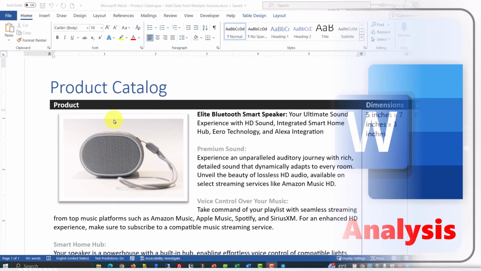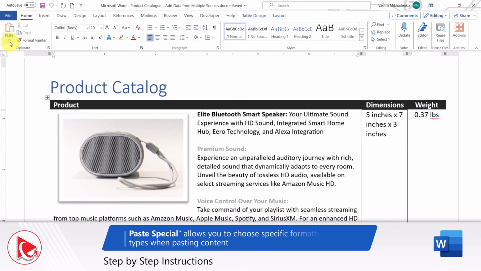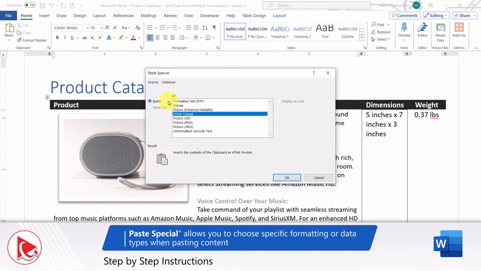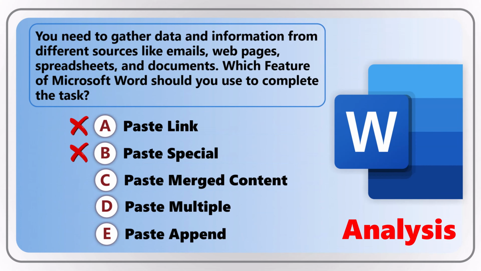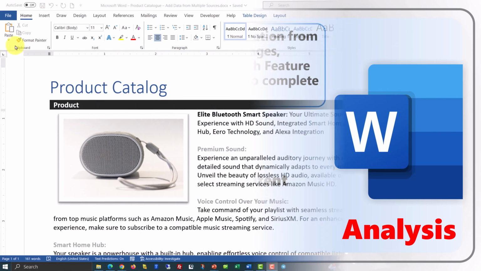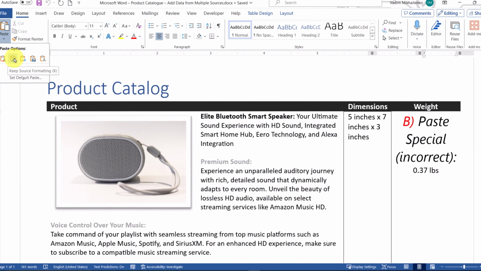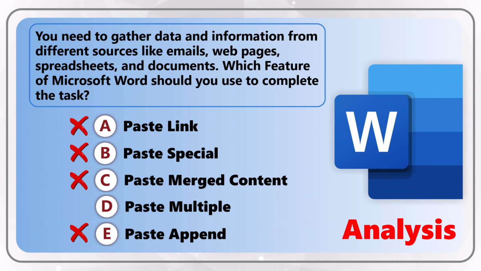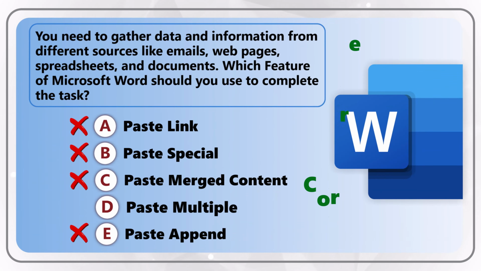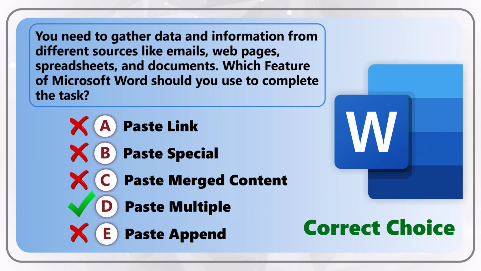Paste special allows you to choose specific formatting or data types when pasting content, but it's not the appropriate feature to collect data from various sources. Both choice C, paste merged content, and choice E, paste append, are not correct options either. Both of them are not standard features of Microsoft Word and are not relevant for collecting data from various sources. Which leads us to the correct option, choice D, paste multiple items from clipboard. This is the correct option.